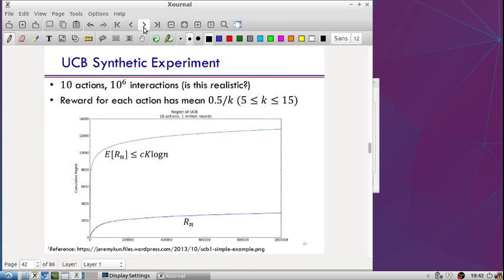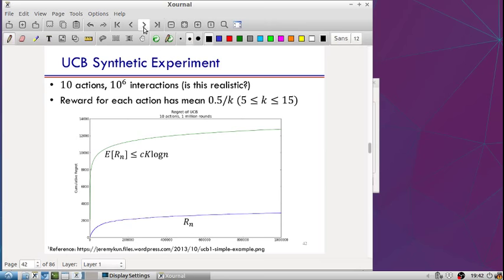Okay, so again, it's an experiment with 10 actions. The previous example had five arms, right? Here there are 10 actions, and there are a million interactions, actually quite a few. The question is, is this realistic? And the reward for each action has a mean of 0.5 divided by k.